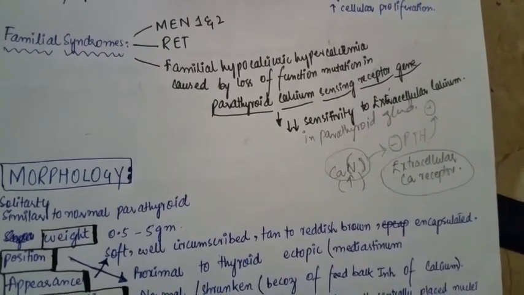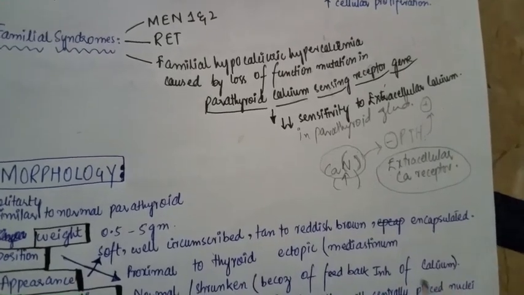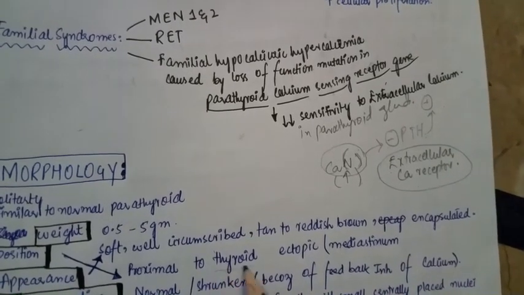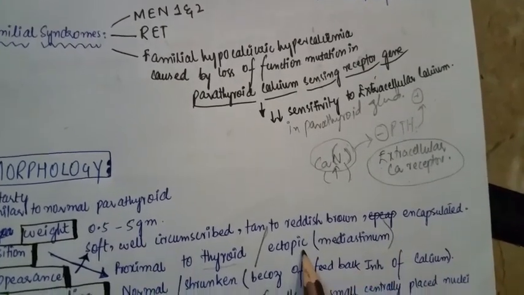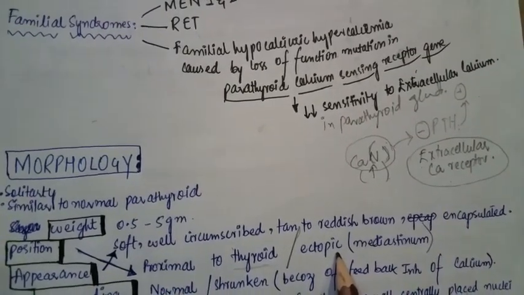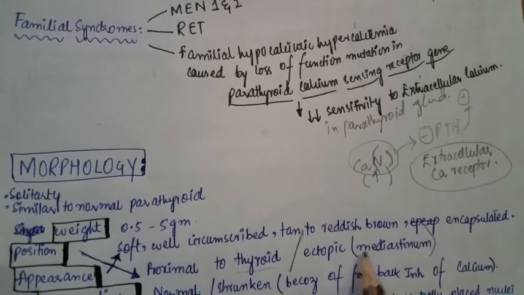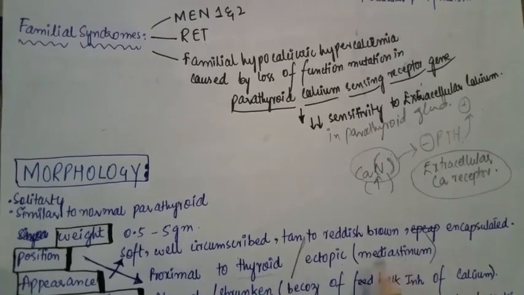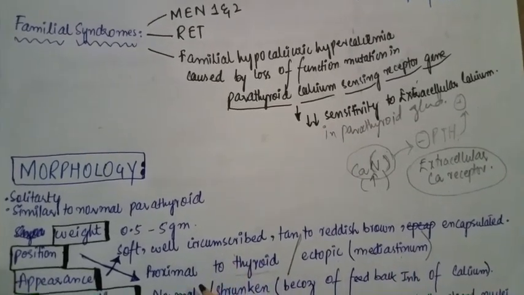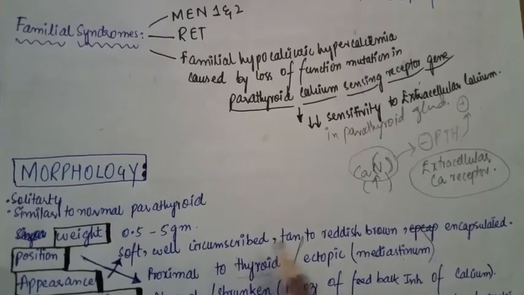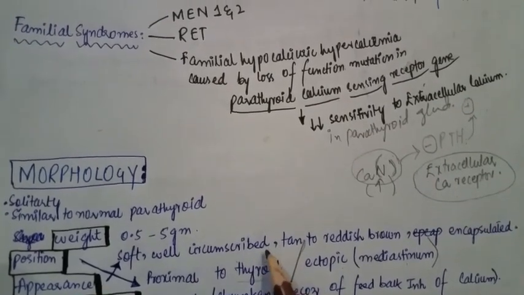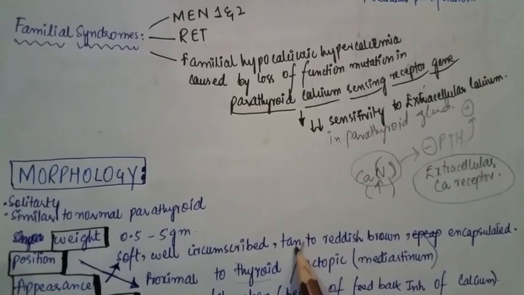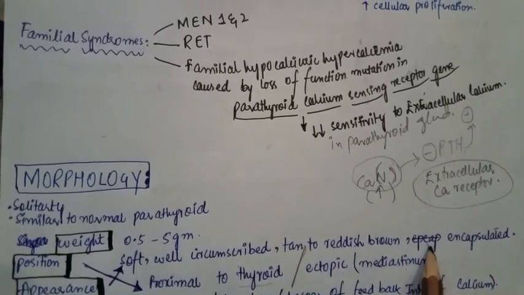Position: it will be present proximal to the thyroid or maybe ectopic. What is the ectopic position of the parathyroid adenoma? Mediastinum. What type of appearance do they have? They are soft and well circumscribed, because these are benign tumors, tan to reddish brown and encapsulated.